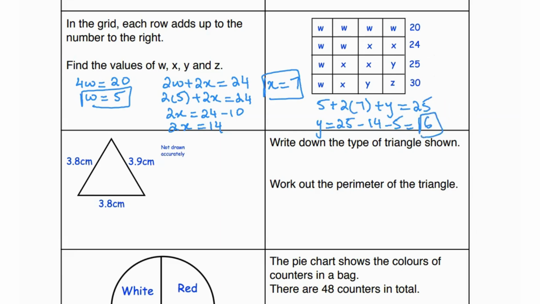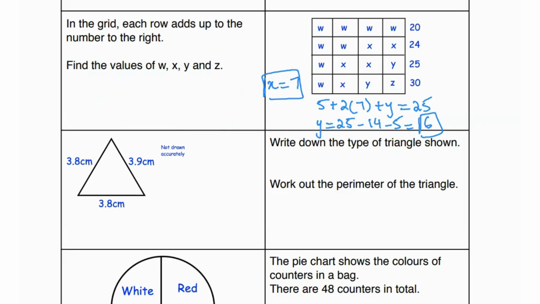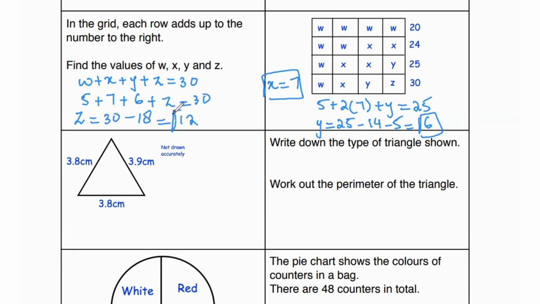Now, lastly, for Z, we're going to do W plus X plus Y plus Z equals 30. So that is going to be 5 plus 7 plus 6 plus Z equals 30. So that's 30 minus 18, which equals 12. These are your values of W, X, Y, and Z.